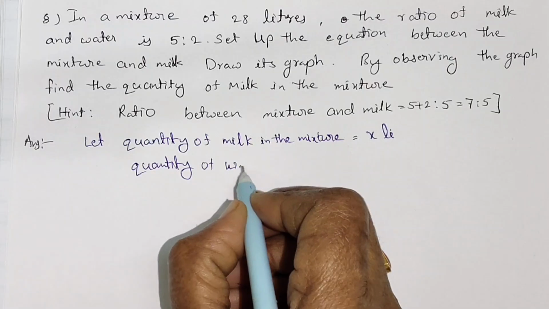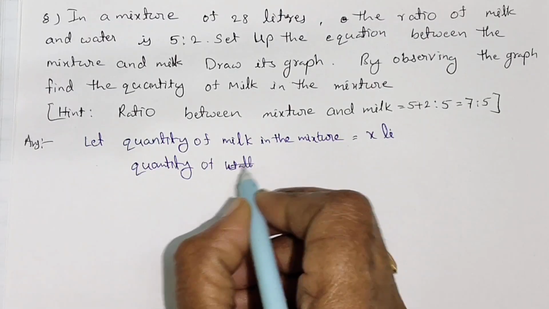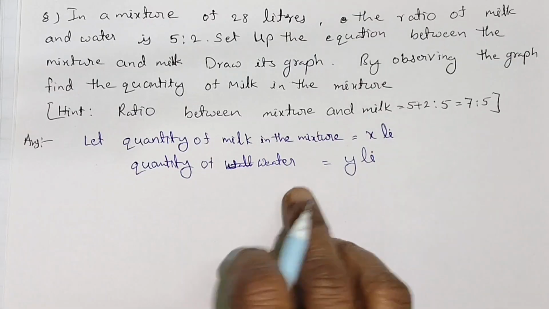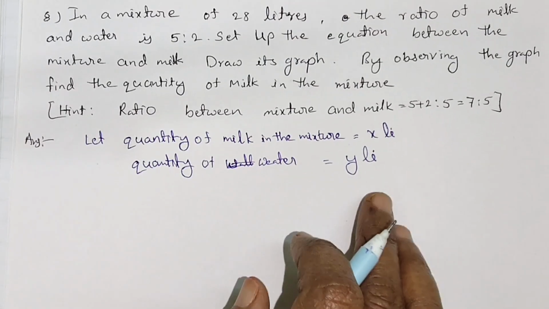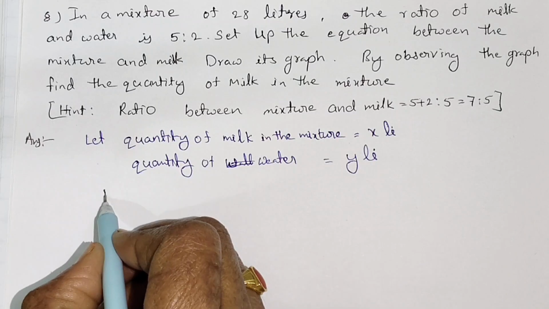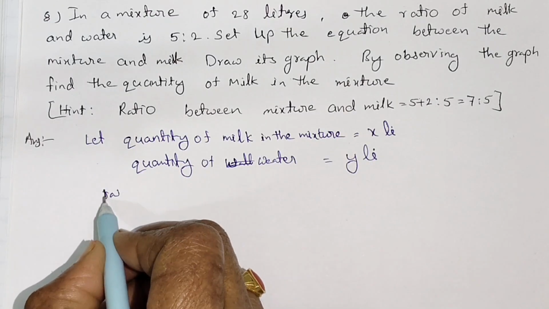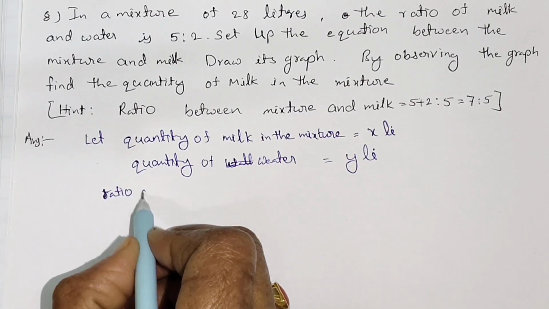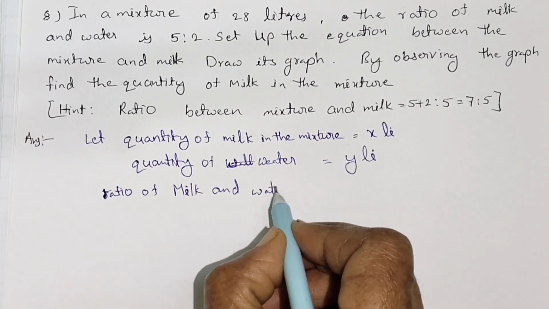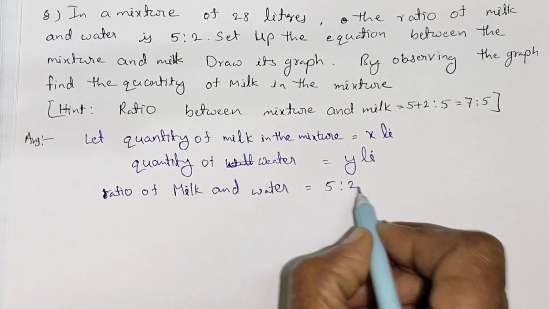Quantity of the water equal to Y liters. So the ratio of milk and water is 5:2.